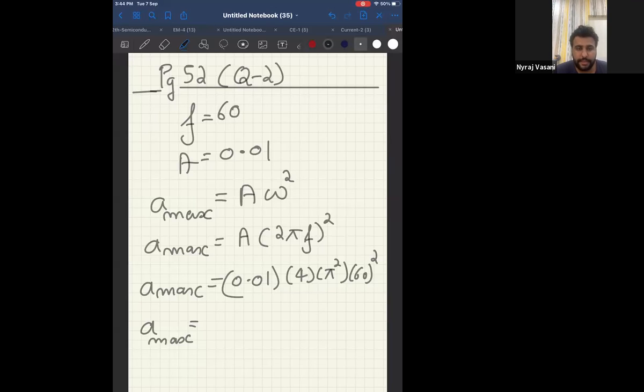One minute, let me start the screen sharing. Answer I think will be A, which is 144 pi square. All of you getting it? 144 pi square. I will show it to you on the screen as well.